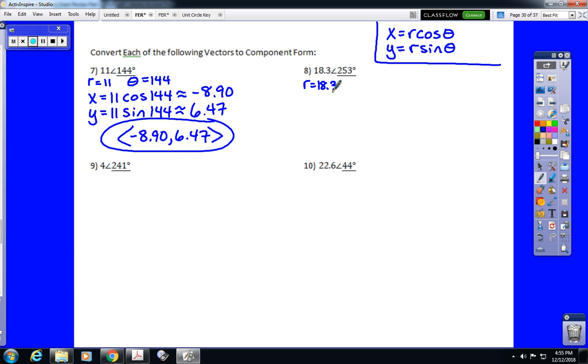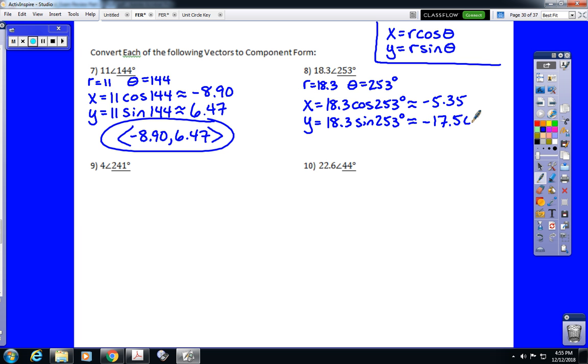r is 18.3, theta is 253 degrees. So x equals 18.3 times the cosine of 253 degrees, and y is 18.3 times the sine of 253 degrees. Feed the calculator. That is -5.35 and -17.50. So in vector form, we would write that as x comma y, -5.35, -17.50.